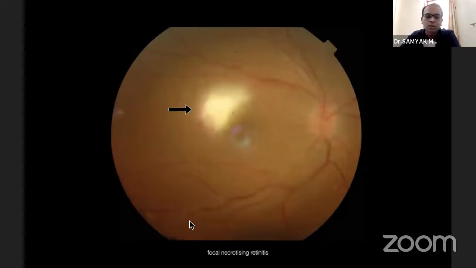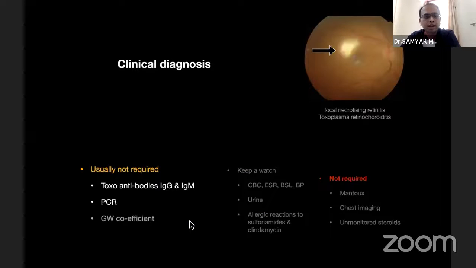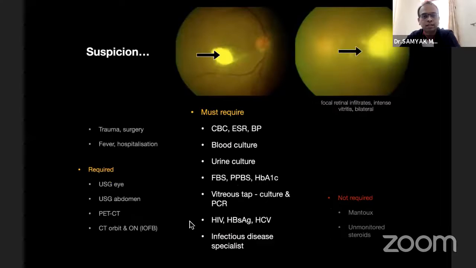This is the first scenario where you see focal necrotizing retinitis right in the macula, very close to the fovea. And this is very much a clinical diagnosis of toxoplasma retinochoroiditis. You usually do not require any tests to start on the treatment, but in atypical cases, you might go for typing the antitoxo antibodies. And in rare cases, you also may require a tap to prove it by PCR. You do not require a Mantoux test at this stage, or any chest CT or chest imaging at this stage.